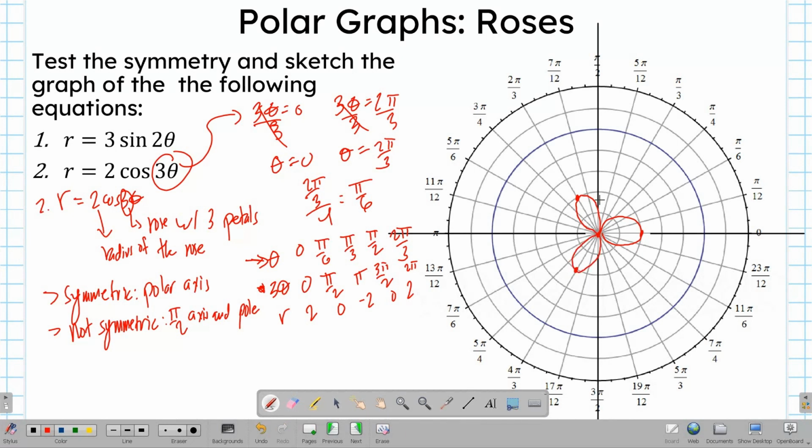So now, although it's a bit weird, that's what this rough sketch of r is equal to 2 cosine 3 theta would be. So we have one last graph to show, but let's place it on our next video.